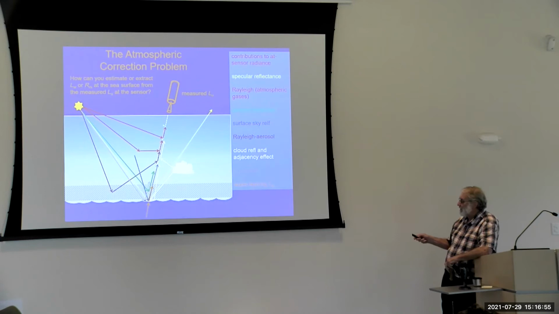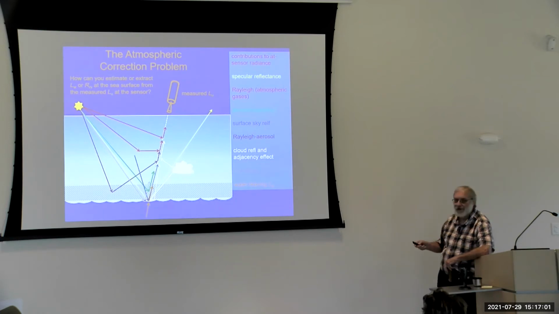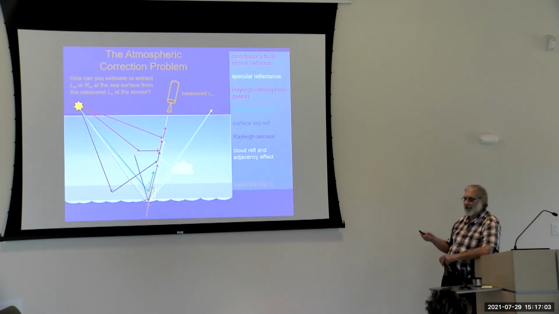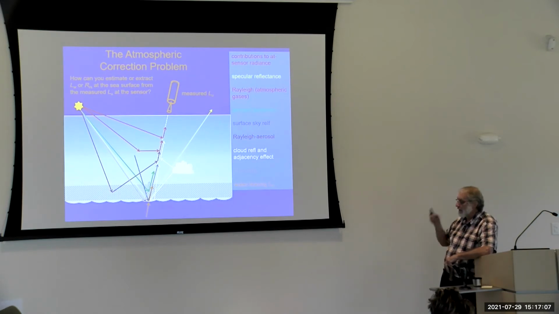So here's the atmosphere. We've got a satellite up here, or maybe an airplane. It's measuring the total radiance that's coming up out of the atmosphere. Part of that's from the atmosphere, part of it's from the water. So you think of all the things that can happen. Well, here's sunlight coming in. It's scattered by the atmosphere and goes up to my sensor. That's Rayleigh scattering.